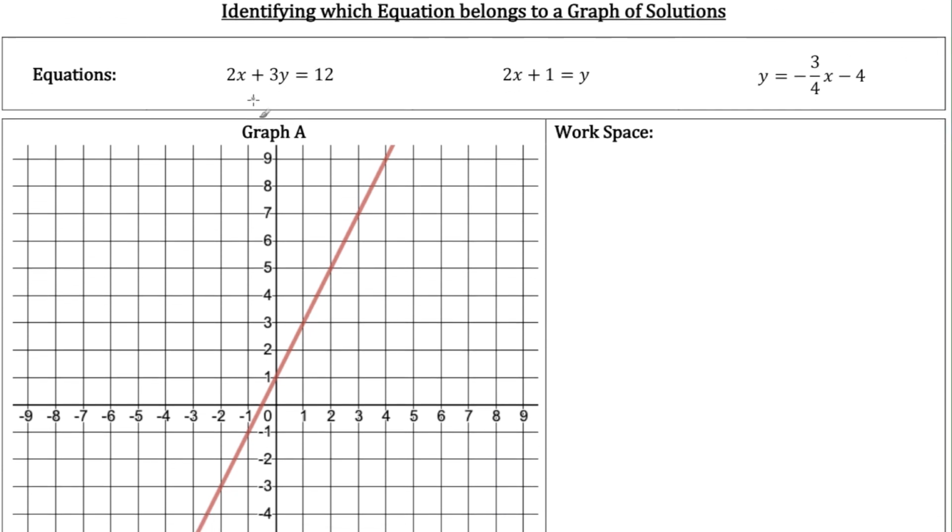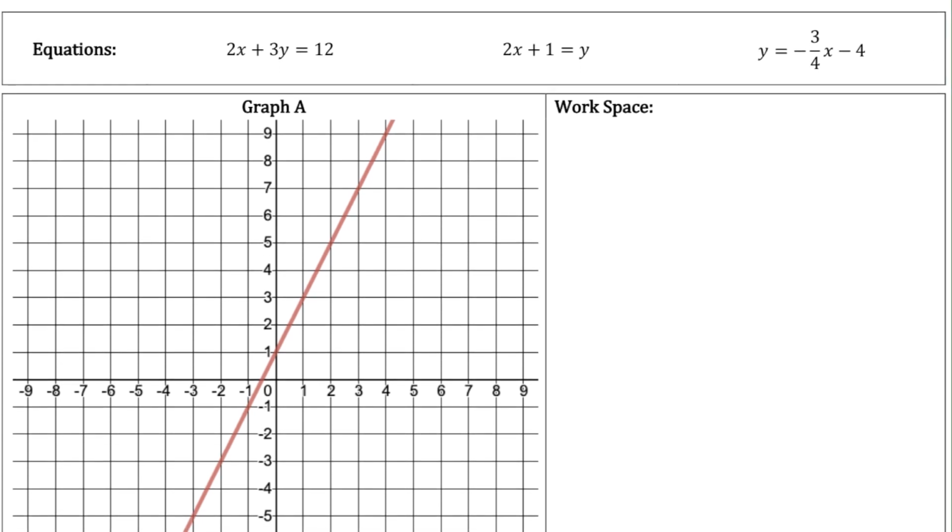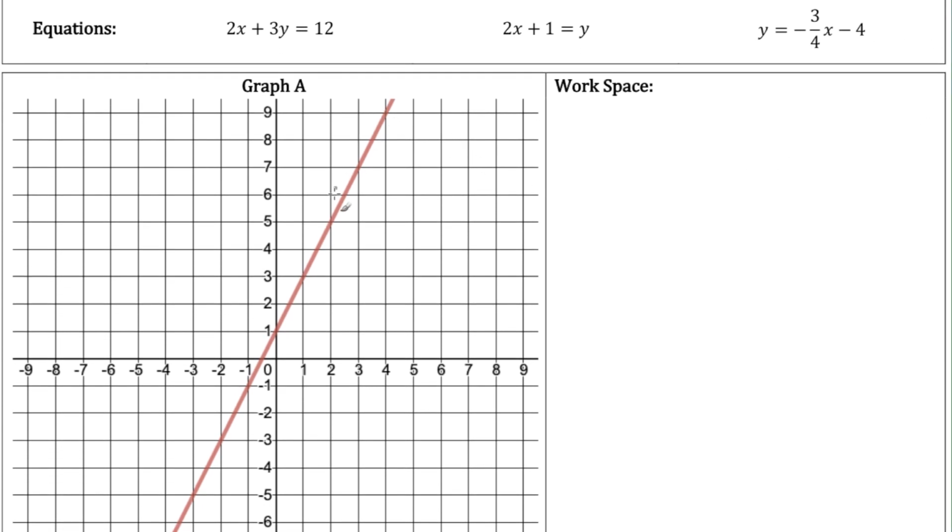So in this example, we have three equations. We have 2x plus 3y equals 12. We have 2x plus 1 equals y. And we have y equals negative 3 over 4x minus 4. We want to see which one of these equations goes with this graph of solutions.